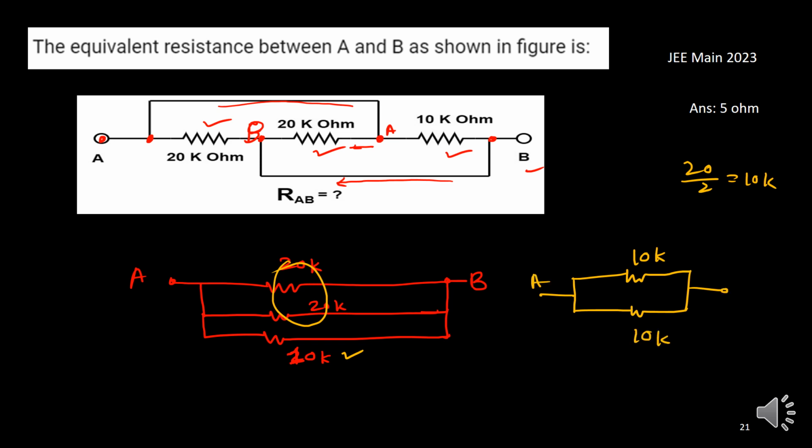This is your A to B. So what is our equivalent? This 10k and 10k connected in parallel, it's half of that, 10 by 2 equals 5k. So the answer will be 5k ohm. Not only 5 ohm, 5 kilo ohms, right? This is the question from 2023. It's very easy. You need to understand how the resistances are connected, whether in series or parallel. Let us consider the next problem.